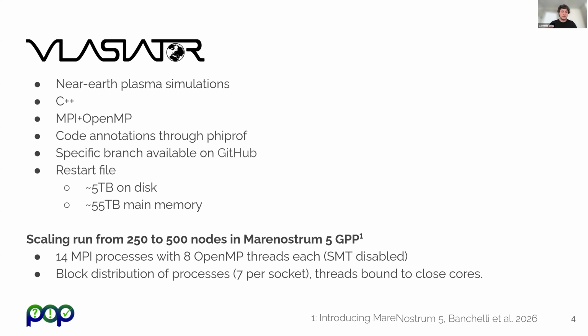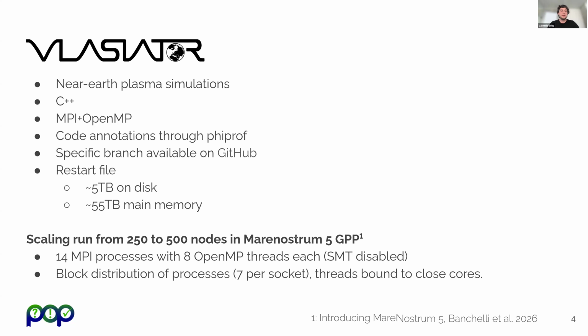So the smallest number of nodes we can run on is actually 250 nodes here in MareNostrum 5 in a general purpose partition in Barcelona. If you want to know a bit more about the machine, in the PDF version, this is a link you can click that will take you to a paper introducing the machine.